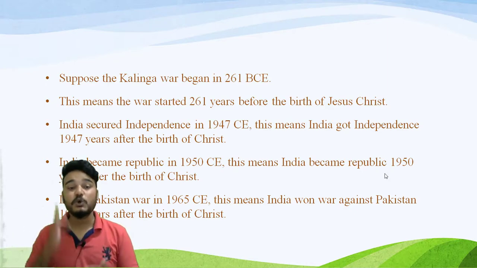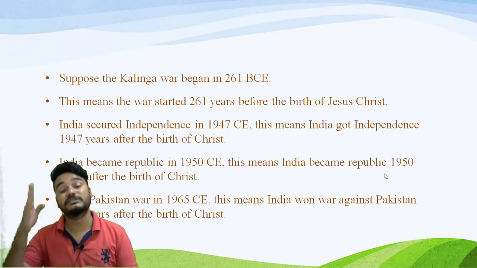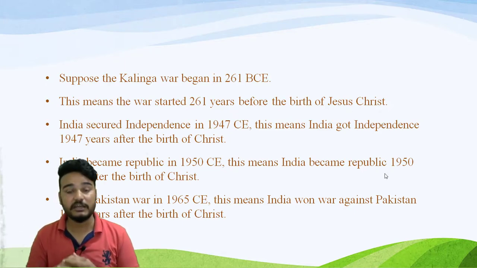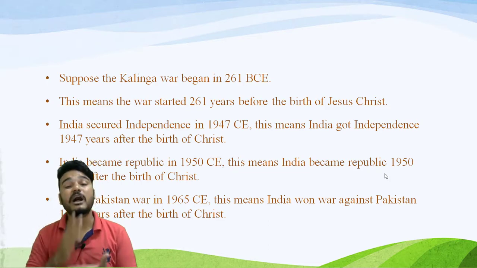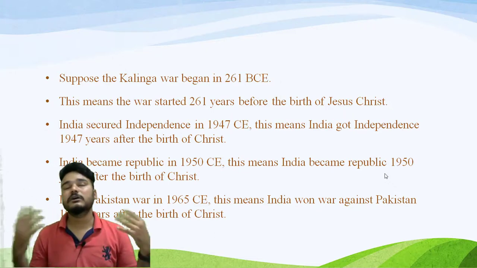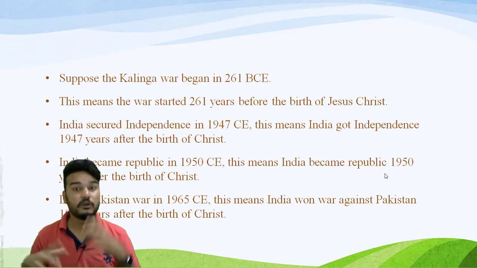Now we got independence in 1947. So this means we got independence after 1947 years of Jesus Christ. We became a republic in 1950. Now 26th January will come, 26 January, so that is celebrated as our Republic Day. So exactly that is written as the CE, Common Era, means India became a republic 1950 years after the birth of Christ. Understood?